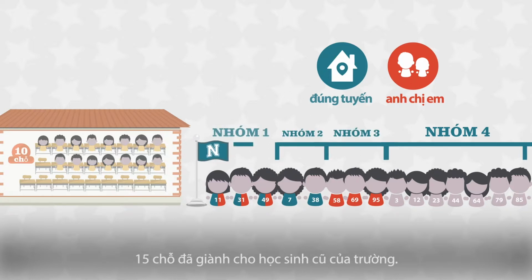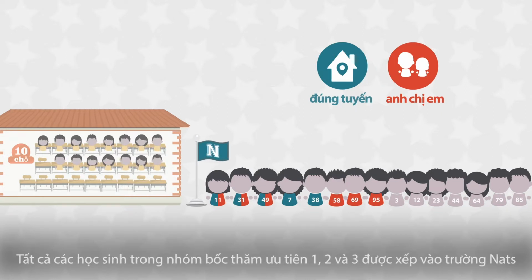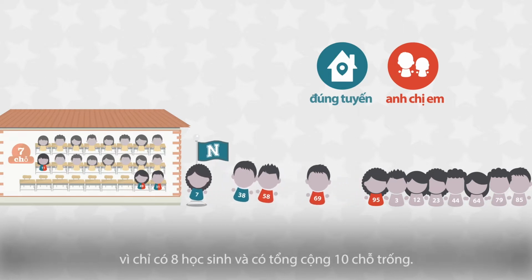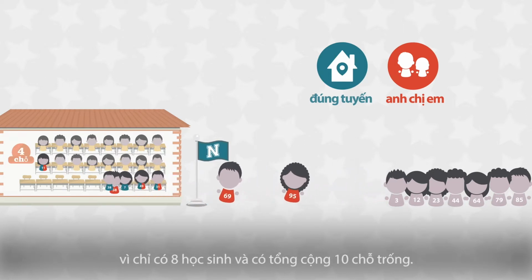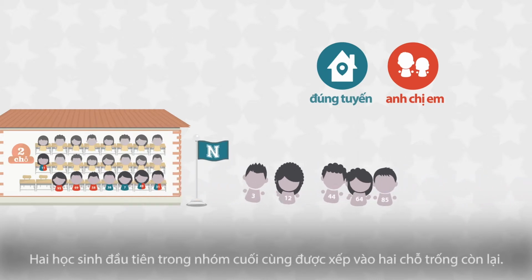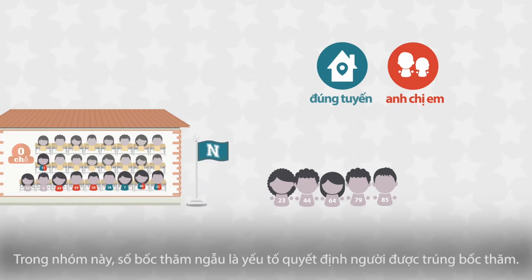15 seats are already filled by returning students. Nat's School has 10 remaining seats available, so we offer a seat to the first 10 applicants in line. All of the students in lottery preference groups 1, 2, and 3 receive a match at Nat's School because there are only 8 of them and there are 10 seats available. The first 2 applicants in the final group receive a match into the 2 remaining seats. For only this group, it was the applicant's random lottery number that determined who would get the seat.